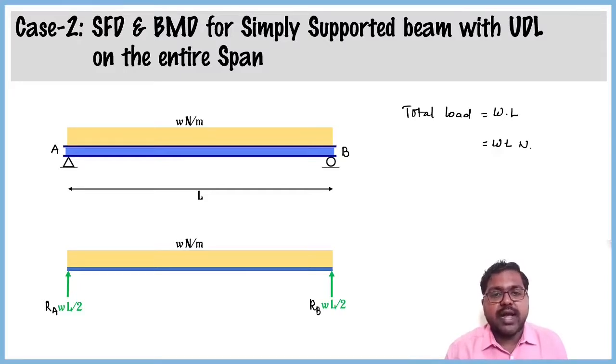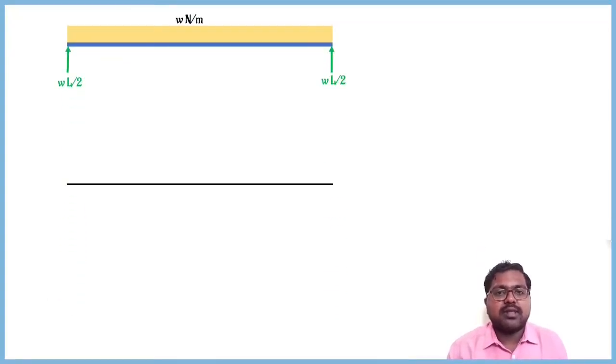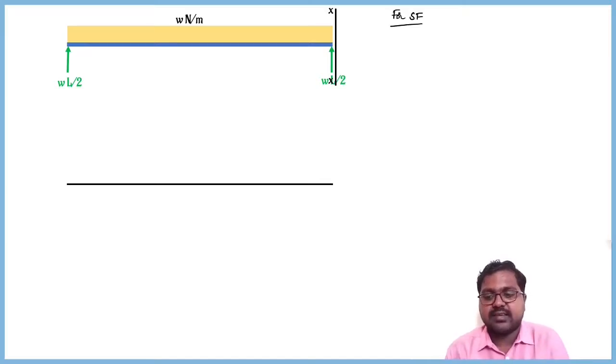Now with the support reactions and external loading, we are going to find the shear force and bending moment diagram for this beam. First I am considering the cross section XX. For shear force calculations, I am considering this section XX just beside the point or end B. So here we have WL by 2 acting upwards.